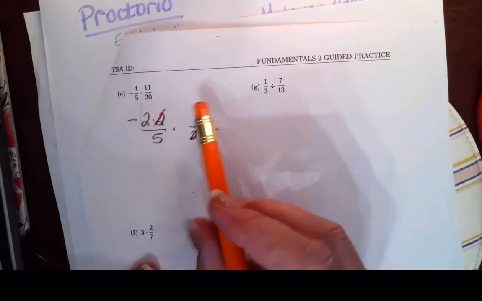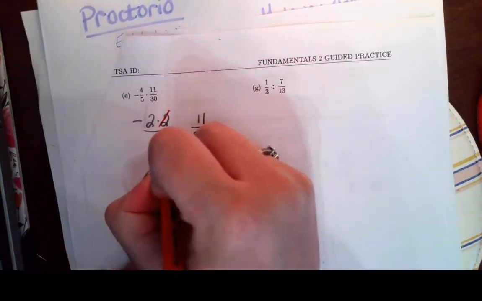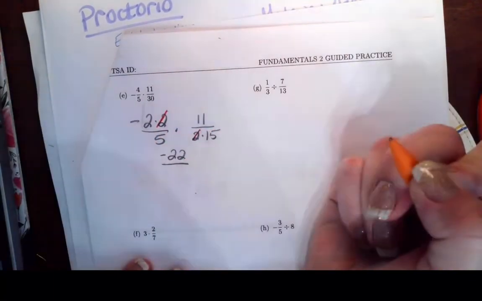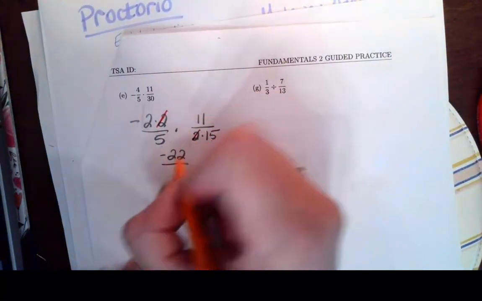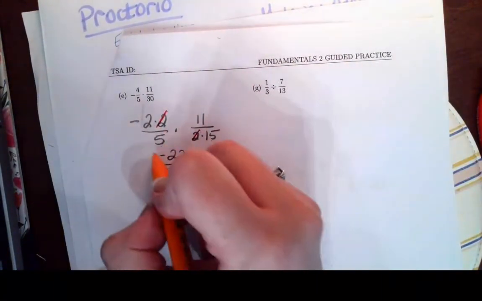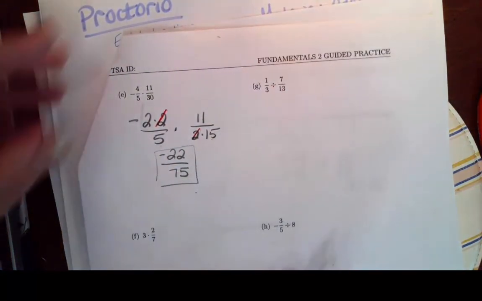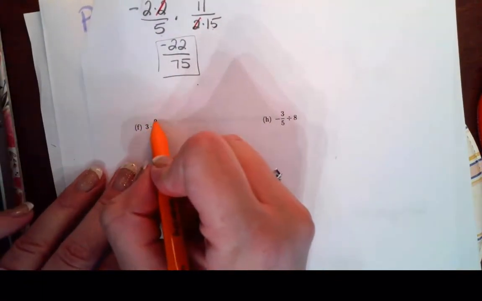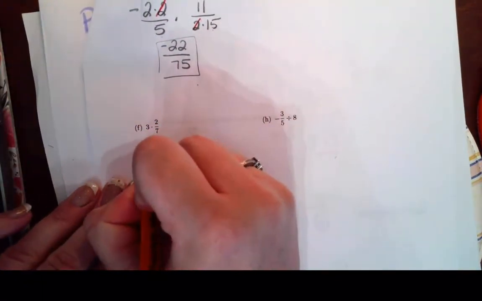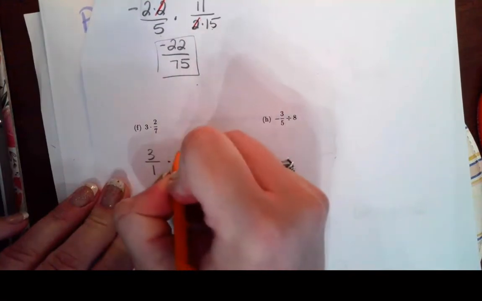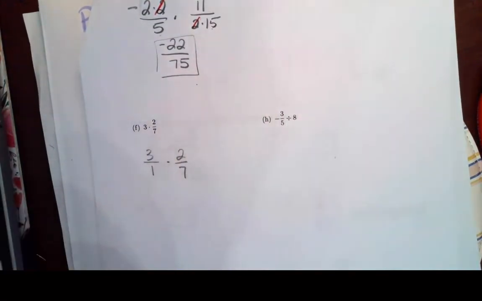So moving across the top, a negative 2 times 11 is a negative 22. 5 times 15 is 75. So I have successfully multiplied those together. Okay, 3 times 2/7. Do not distribute the 3 to the top and the bottom. Remember, if we're in fraction world, we should make sure we are completely in fraction world.